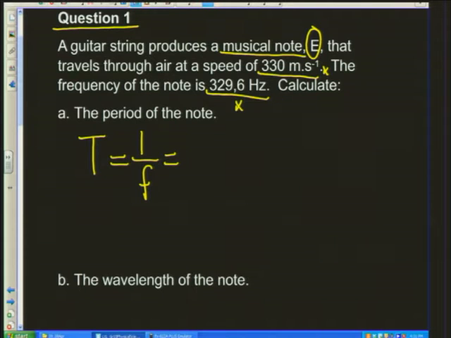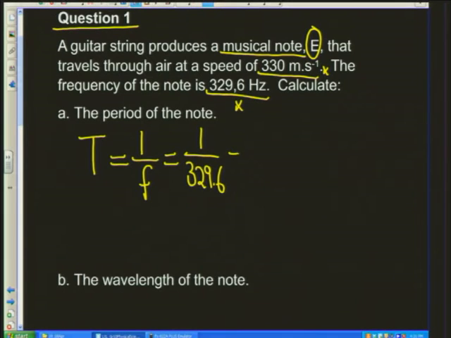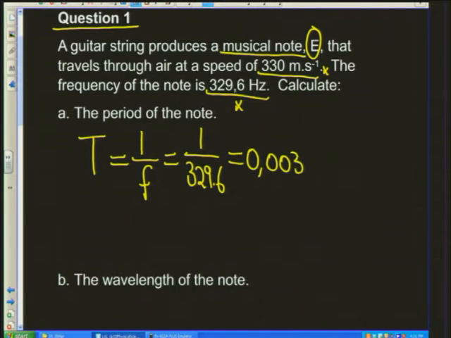So what is 1 over frequency here? Our frequency is 329.6 hertz, or per second, if you like, because a hertz is an equivalent unit for per second. You don't have to crack your skull about this. You bring your calculator on and say 1 divided by 329.6. And you find that to be 0.003. 0.003 what? Remember, you are dividing by per second, so this is seconds.